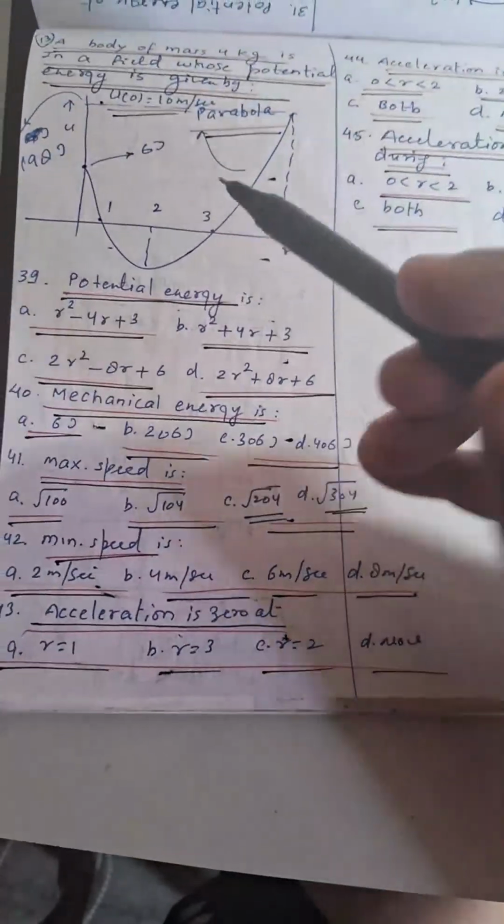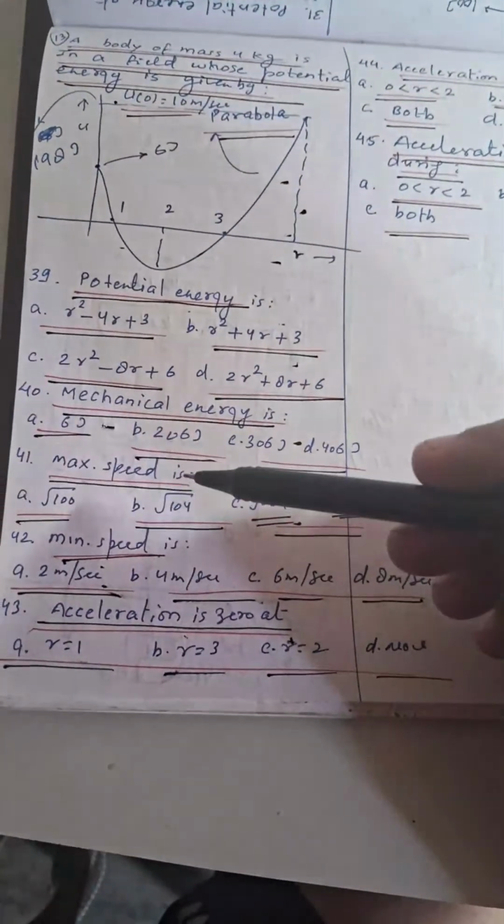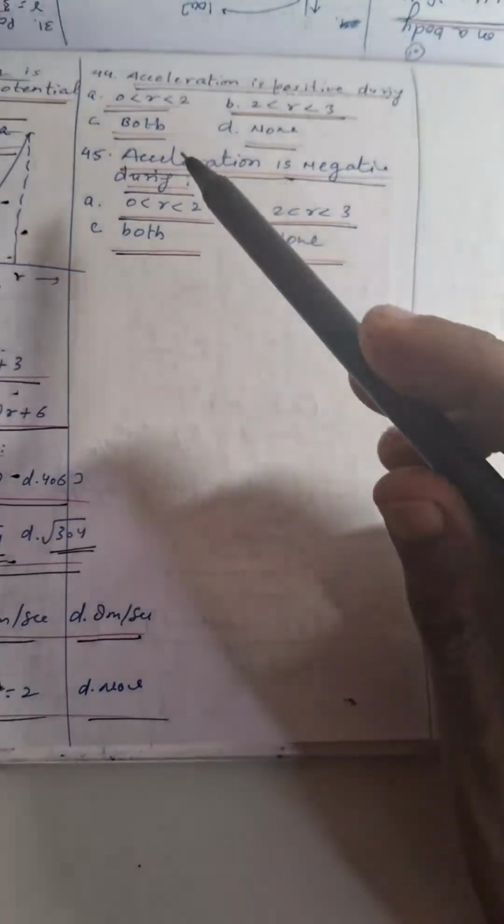Then another question based on graph of potential energy versus distance, calculation of potential energy, mechanical energy, maximum speed, minimum speed, acceleration, zero conditions, positive, negative, zero acceleration.